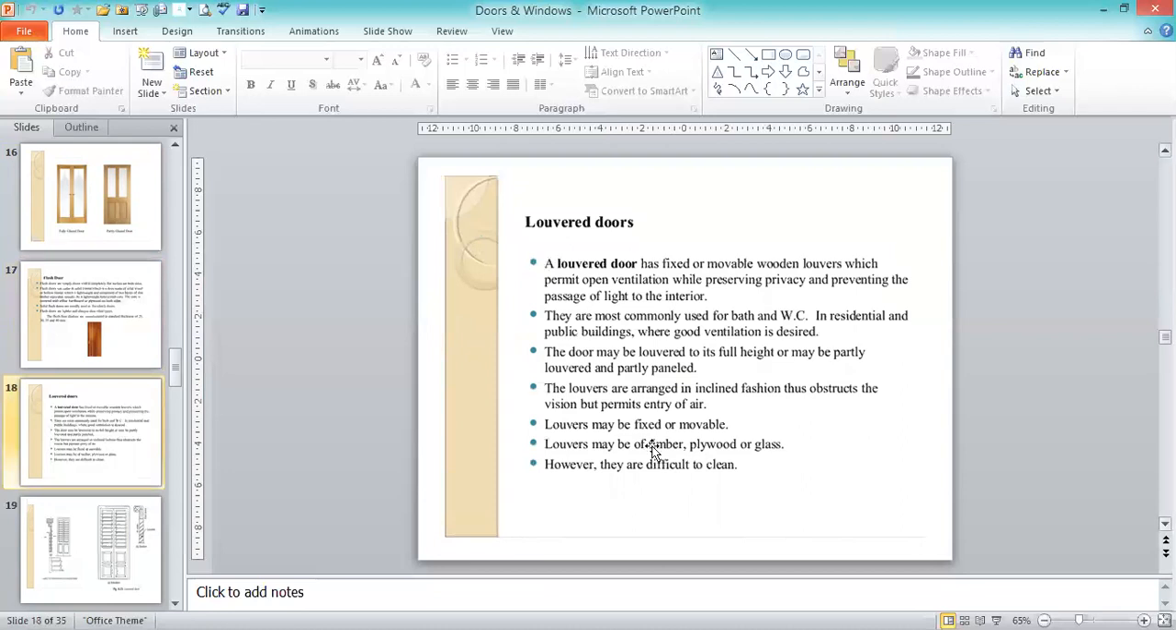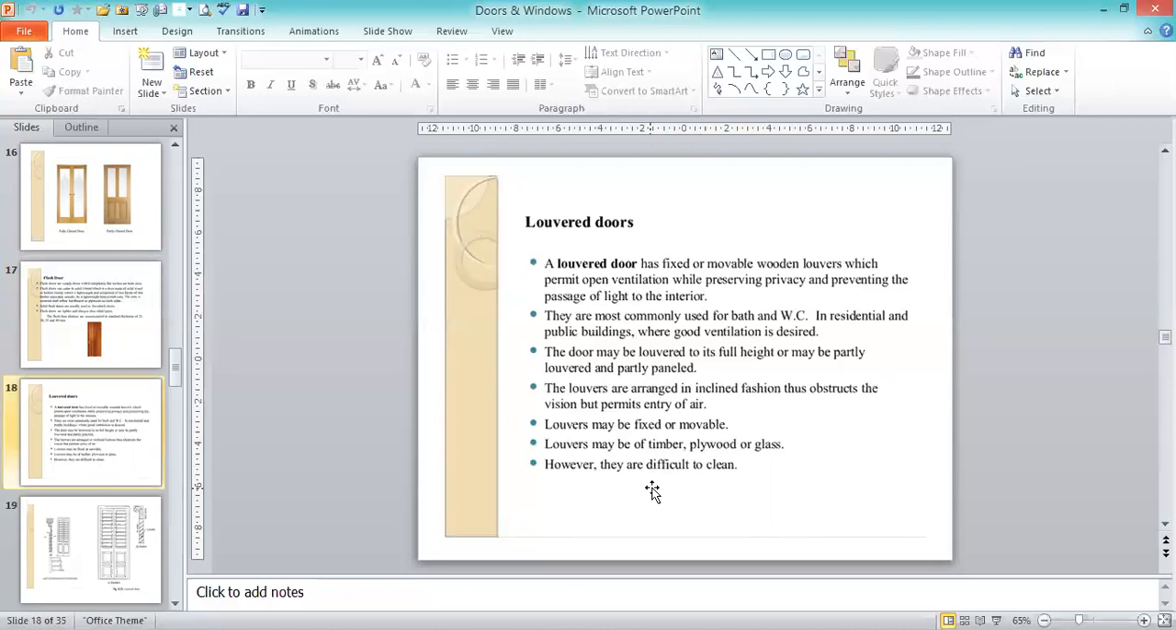A louvered door has openings provided in it. A louvered door has fixed or mobile wooden louvers which permit open ventilation while preserving privacy and preventing the passage of light from the interior. These are mainly used for ventilation purposes.